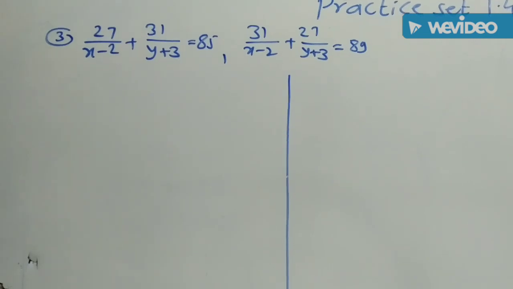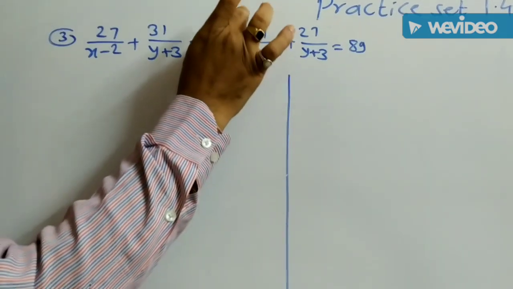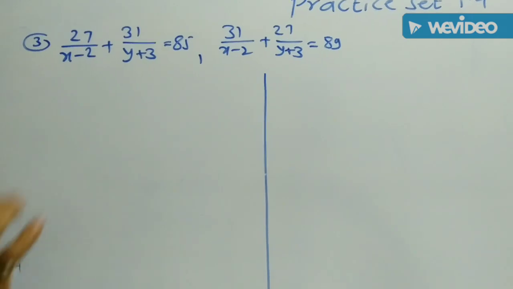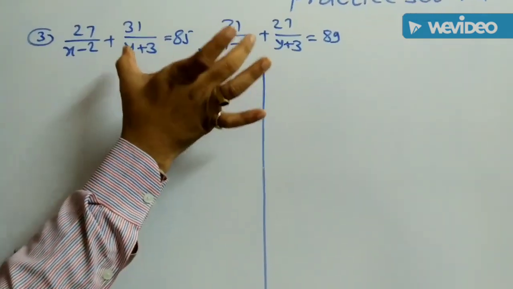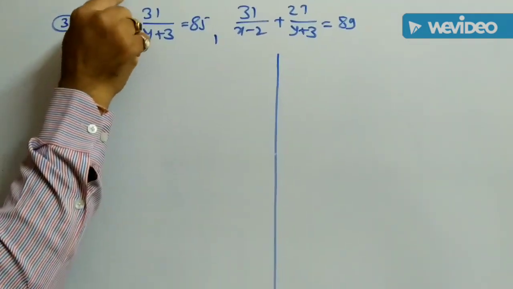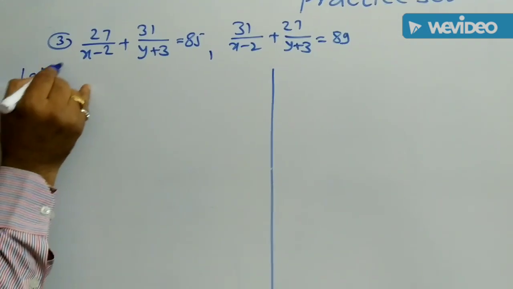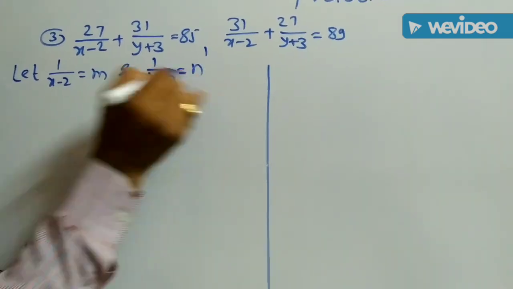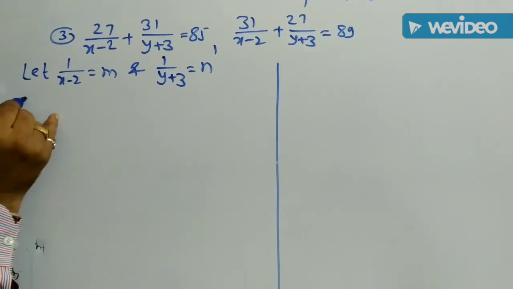Next example is 27 upon x minus 2 plus 31 upon y plus 3 is equal to 85, and 31 upon x minus 2 plus 27 upon y plus 3 is equal to 89. Again, these are non-linear equations. Therefore, firstly we have to convert into linear equations by substituting new variables instead of 1 upon x minus 2 and 1 upon y plus 3. Therefore, let 1 upon x minus 2 is equal to m and 1 upon y plus 3 is equal to n. Again, same procedure as that of the previous two examples.